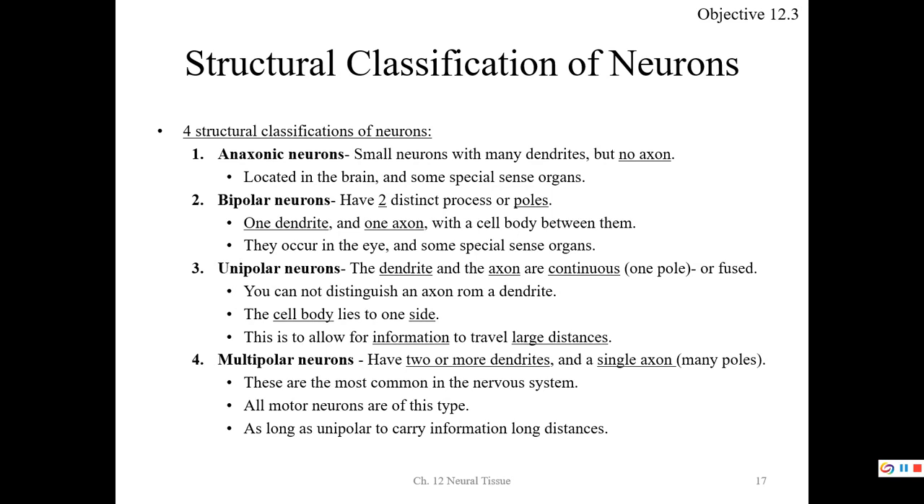Multipolar neurons, which is what you usually think about when you think about neurons. They have two or more dendrites, many dendrites, and one axon, so many poles. All the dendrites are a pole. The one axon is a pole. They're the most numerous, most common. All your motor neurons are this. They're about as long as a unipolar is, and they carry information long distances too.